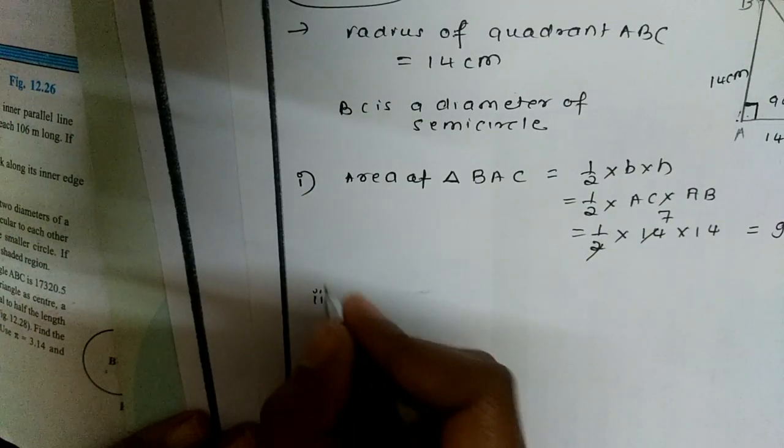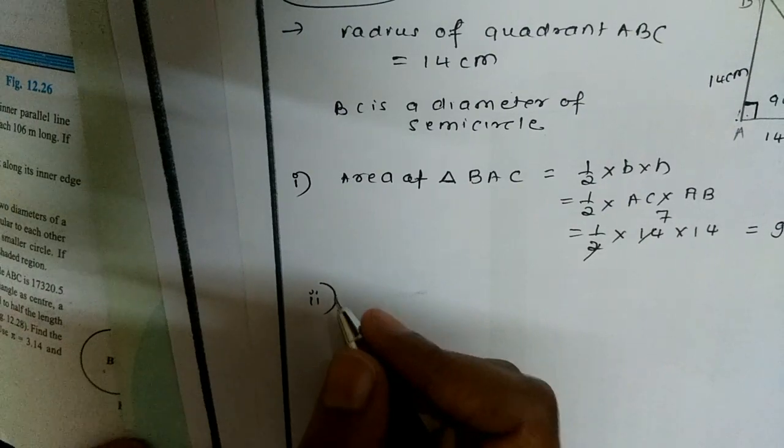Now the second part, we'll find out the area of the sector. So the area of this sector or the quadrant we'll find out.